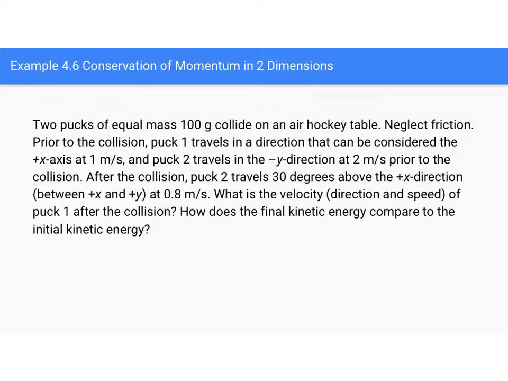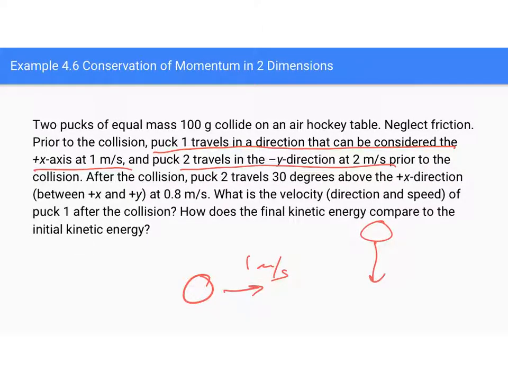So here's an example we'll take a brief look at during class. It's a little bit more complex than we need to worry about, but there are two pucks of equal mass, 100 grams, that collide on an air hockey table. Prior to the collision, puck 1 travels in the positive x direction at 1 meter per second. So it's going to the right at 1 meter per second. And puck 2 travels in the negative y direction at 2 meters per second.